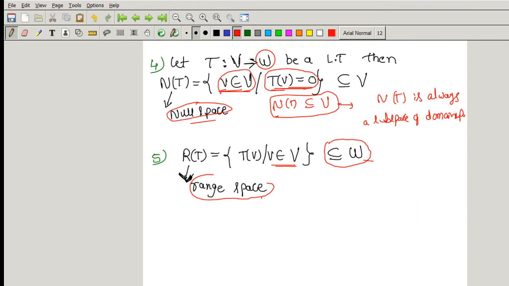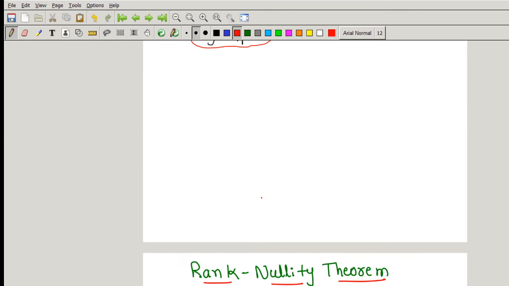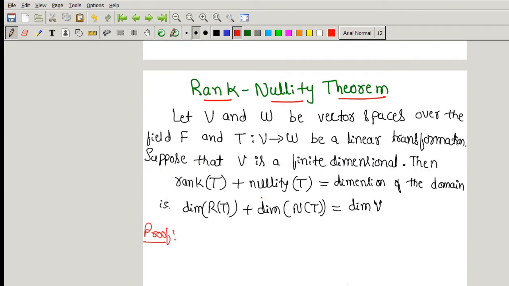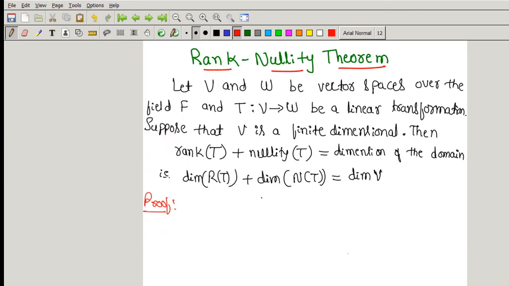So if you follow these concepts, I will move on to the theorem, that is the Rank-Nullity Theorem. You must remember the above concepts, because I will use them in the middle of the proof of this theorem. Okay, what do we mean by the Rank-Nullity Theorem?